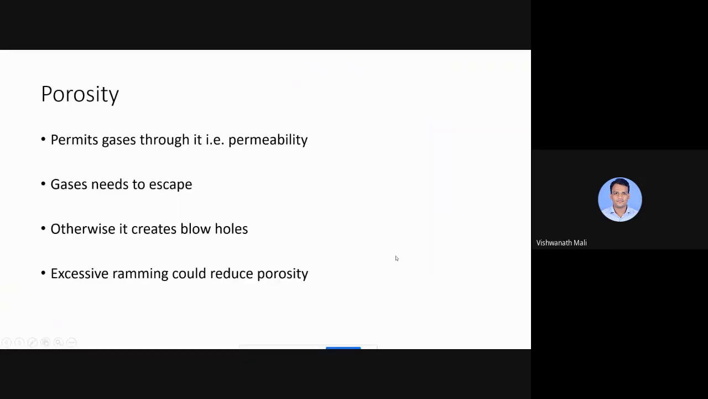your molding sand should have this property, which is called porosity. How do we check this property? With the help of the permeability test. How to conduct the permeability test, we are going to see. So what is porosity? It should allow gases to exit. Otherwise, the defects that are generated are called blowholes.